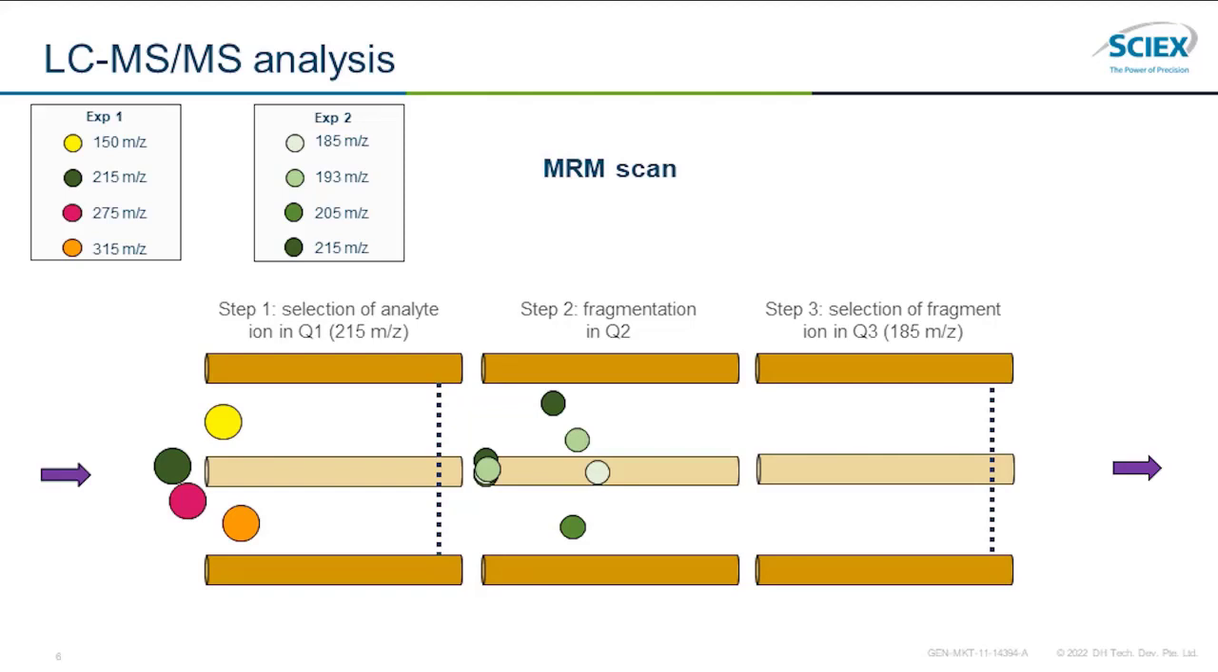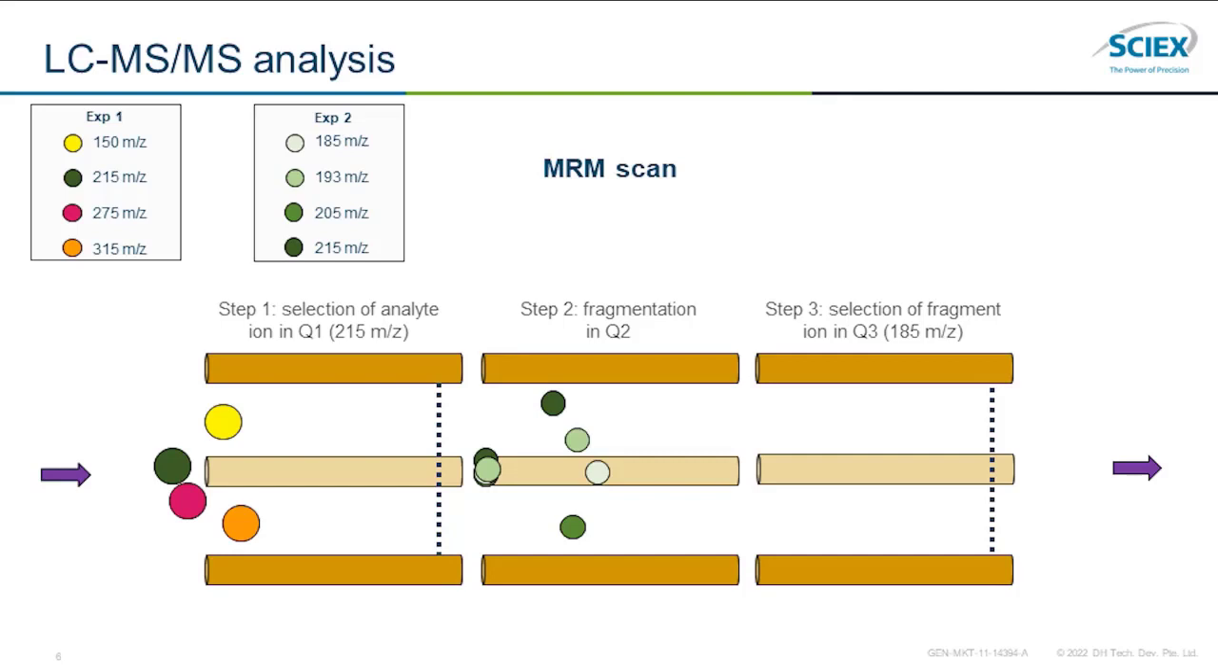Quadrupole 2, commonly referred to as the collision cell, is where we create some fragmentation. You'll hear folks talk about the parent ion and the daughter ion, and Q2 is where we create those daughter ions. We apply some energy, and there's nitrogen gas that promotes the fragmentation. Now we have a series of fragments, but for an MRM scan, we're really just looking at one daughter ion.